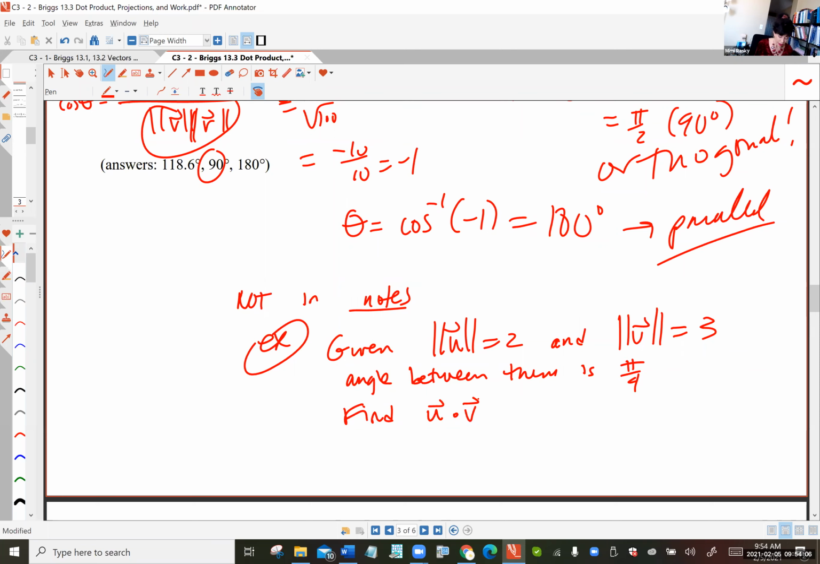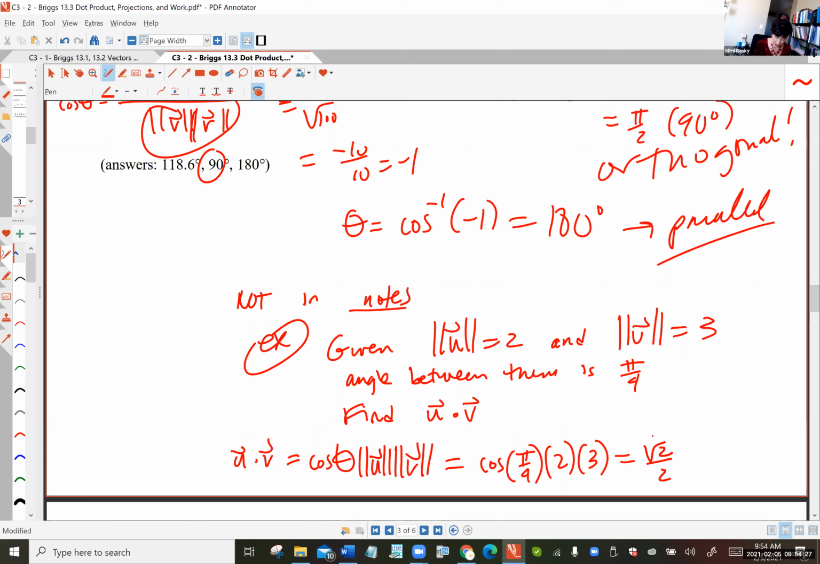Well, if you use that alternate version of the theorem that I taught you, u dot v is the same as cos theta times the product of the magnitudes, and they gave you all your information here. You're going to go cos pi fourths times 2 times 3, and cos of pi fourths is square root of 2 over 2, and then 2 times 3 is 6, and then you'll reduce this to lowest terms. Final answer, it looks like the dot product is 3 square root of 2.